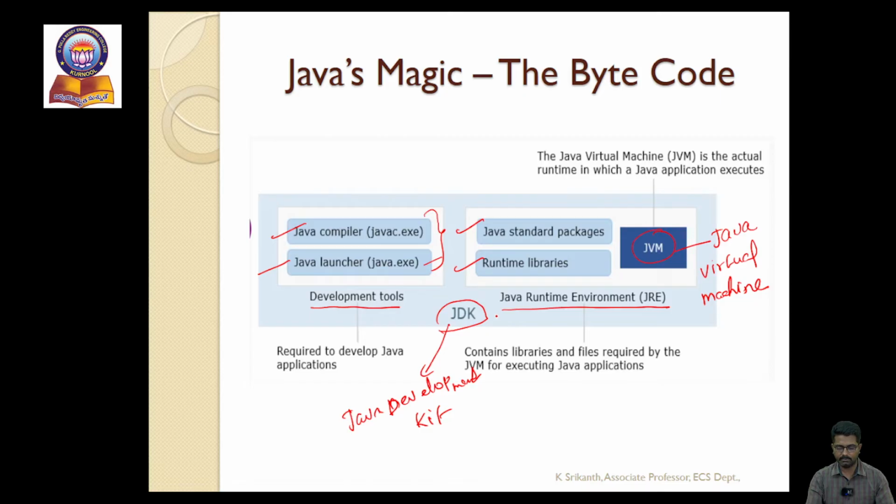So we need a component called Java Development Kit, which takes the help of the Java compiler to convert the source program into byte code. Then the byte code is given to the Java launcher to convert it into binary language or machine language. Then the machine program is given to JVM, which takes the help of Java standard packages and runtime libraries to execute our applications. Hope it is clear what exactly is happening in the Java language.